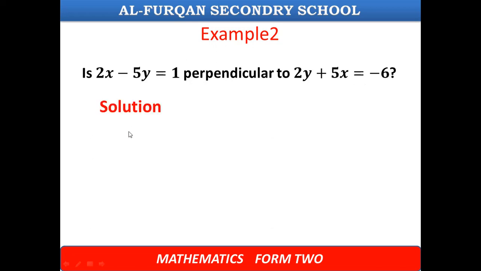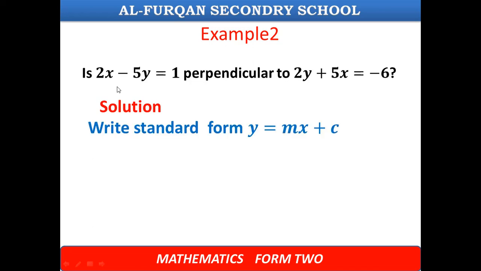Solution. Waxaan soo qaadanay equation-ka koowaad. Waa inaan u qornaa standard form y equal mx plus c. Equation-ka koowaad waa 2x minus 5y equal 1. Formkan ugu qorno, x dhinacan bay taala, waan wareejinaynaa. Marka wareejinta waxaa qaadanaysaa negative. Okay, y waxaa la socda minus 5y.